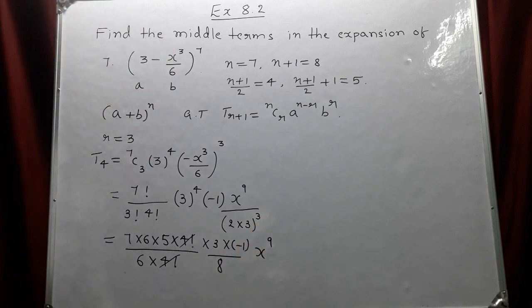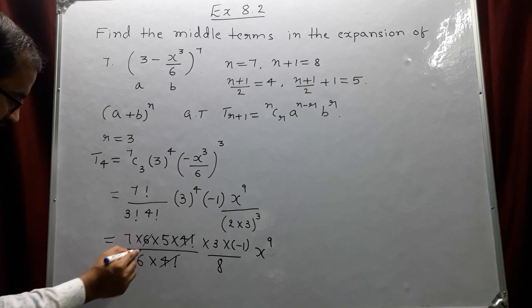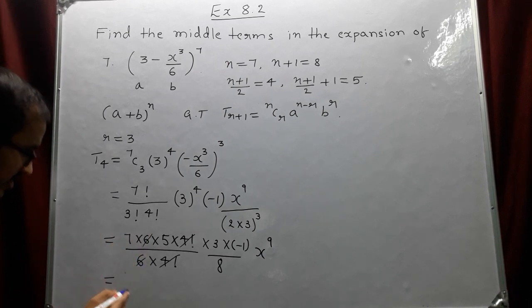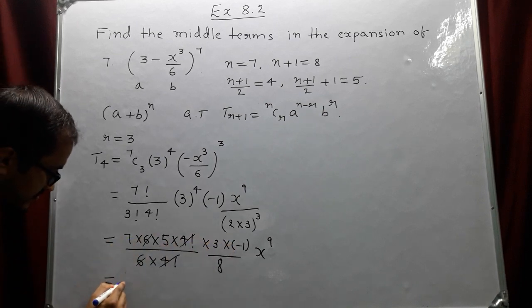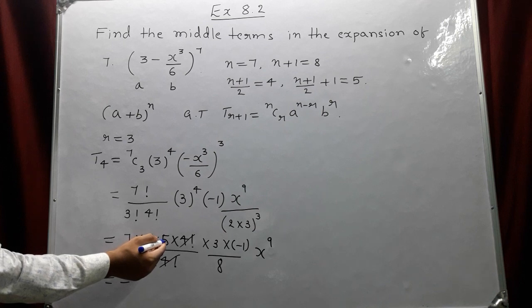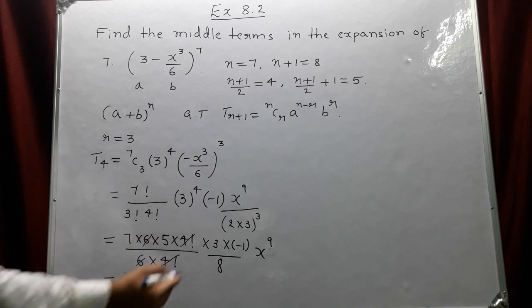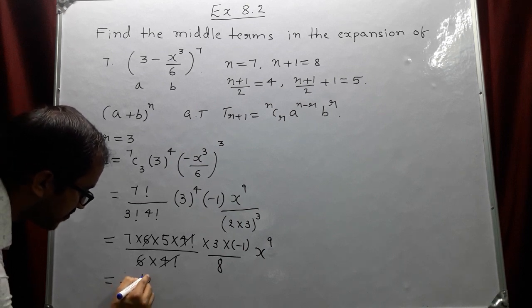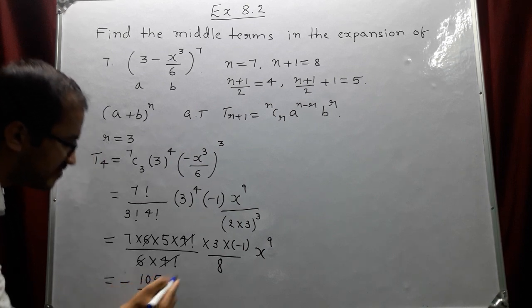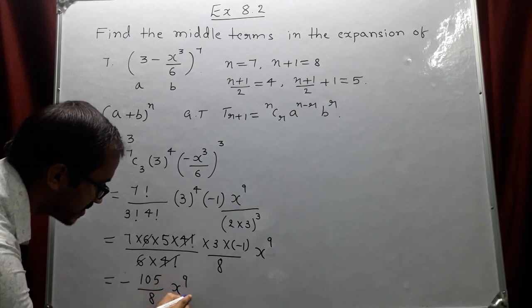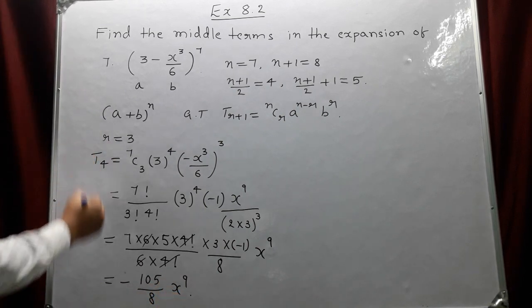Again we can cancel 6 here. So what will we get? Minus, 7 fives are 35, and 35 into 3 is 105, divided by 8 into x power 9. So this is the fourth term.